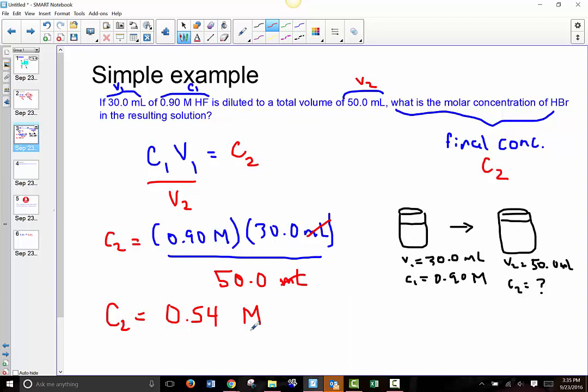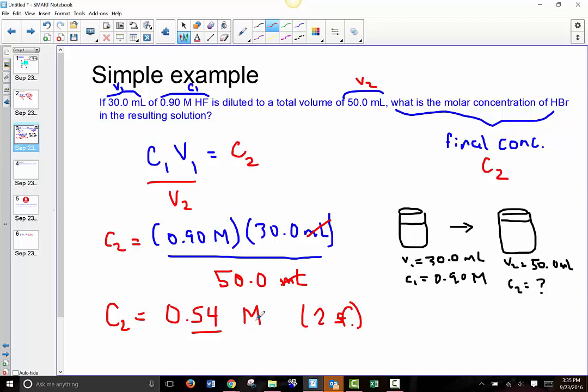So if I look back here, I've got 2 sig figs in C1. I've got 3 sig figs in the 30 mils, and I have 3 sig figs in the 50 mils. So the least number was 2 sig figs, and that's how many I'm allowed to have in my answer. So I've got 2 sig figs there, and that's my final answer. So C2 is equal to 0.54 moles per liter of HBr.